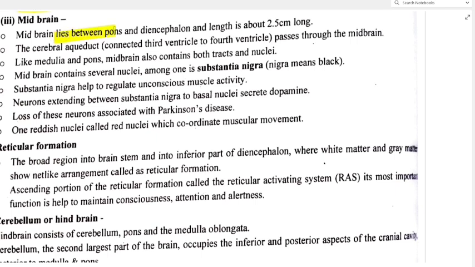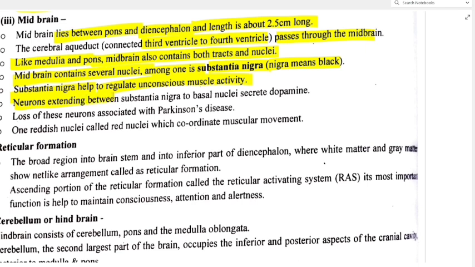Midbrain lies between pons and diencephalon and its length is about 2.5 cm, same as pons. The cerebral aqueduct connecting third ventricle to fourth ventricle passes through the midbrain. Like medulla and pons, midbrain also contains both tracts and nuclei. Midbrain contains several nuclei. Among them is substantia nigra. We have studied it in Parkinson's disease. See, nigra means black. Substantia nigra helps to regulate unconscious muscle activity.